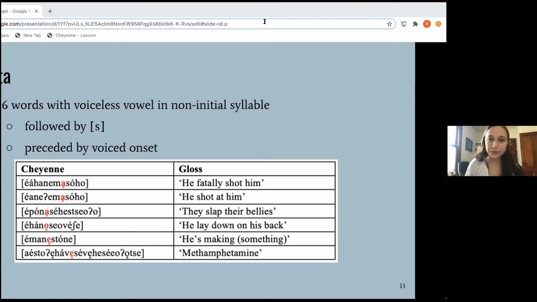And I'll just mention that many of these words are quite long, and this is because Cheyenne is a polysynthetic language. There's a lot of morphology. I just wanted to mention that because the length of the words is quite striking, and you can see that some correspond to an English sentence.